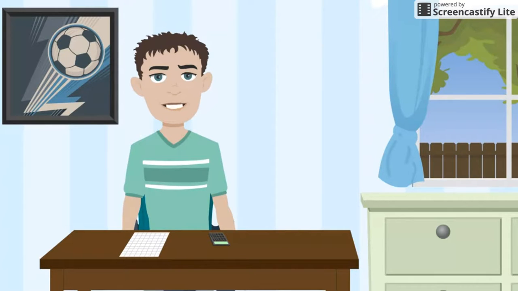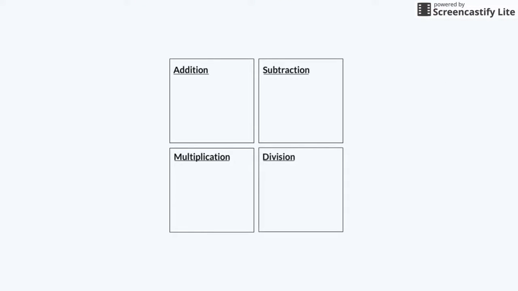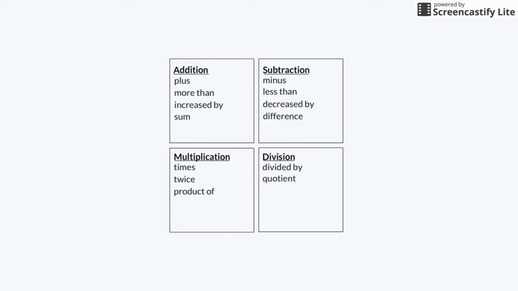To solve problems, you sometimes need to write a variable expression from words or phrases. Let's look at some words that are associated with each operation. Some words or phrases that can mean addition include plus, more than, increased by, and sum. Words or phrases that can mean subtraction include minus, less than, decreased by, and difference. Words or phrases that can mean multiplication include times, twice, and product of. Words or phrases that can mean division include divided by, quotient, separate, and equal groups.